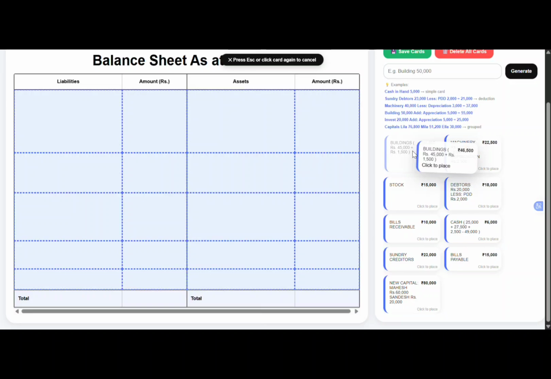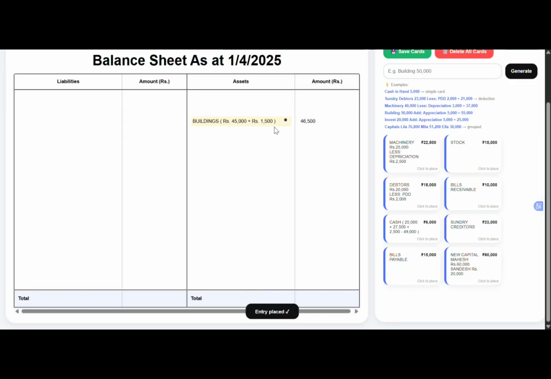So we are going to bring down the buildings here. The buildings value is being revalued. That is 46,000. That is 45,000 plus the increase in the value of the asset 1,500. So the new value of buildings is 46,500. Next we have in the balance sheet is machinery account.